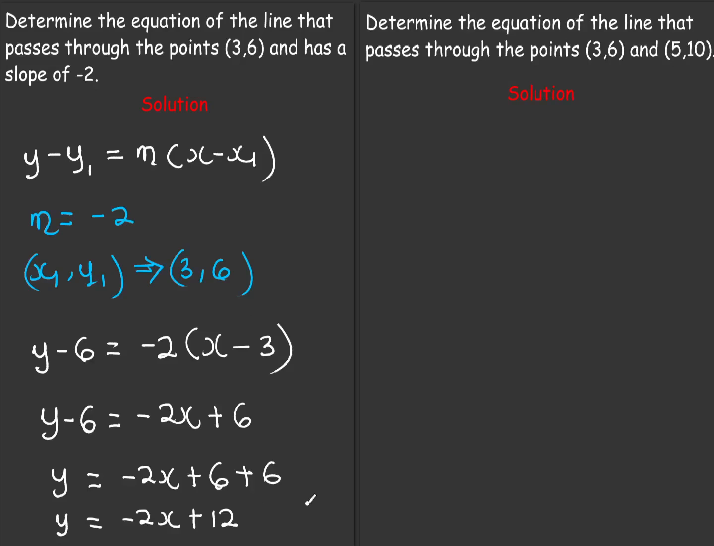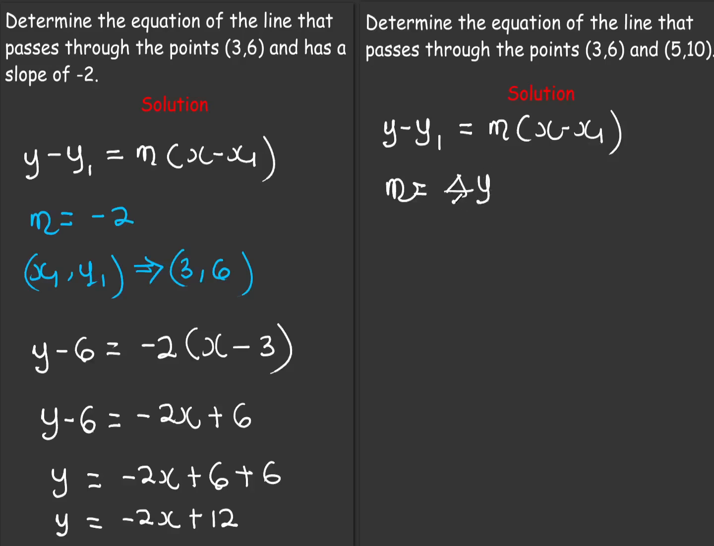Okay, so this time around, it says determine the equation of the line that passes through the points 3, 6, and 5, 10. That is all we're given. So we weren't given the gradient, but we're given 2 points. If we still want to use the point slope form, then we need the gradient. Remember we said the equation is y minus y1 is equal to m into bracket x minus x1.